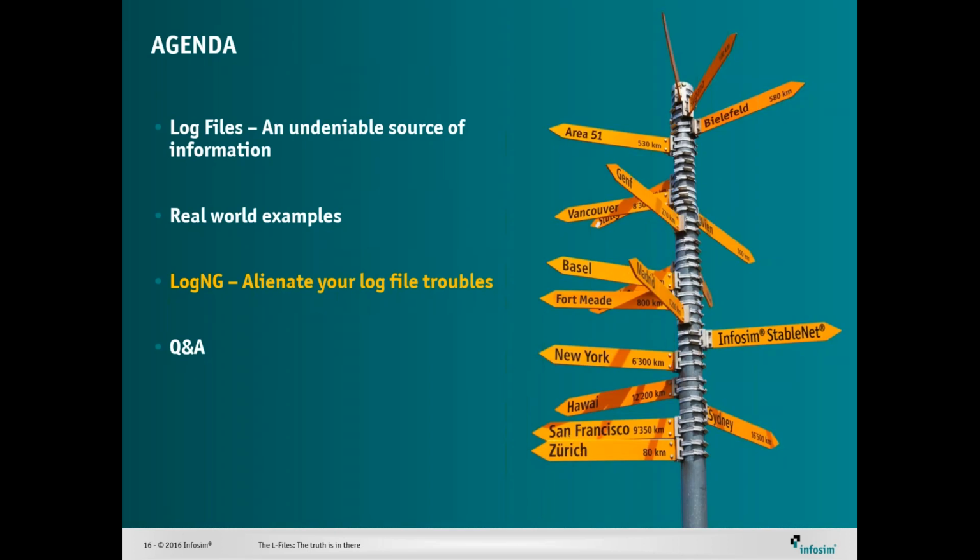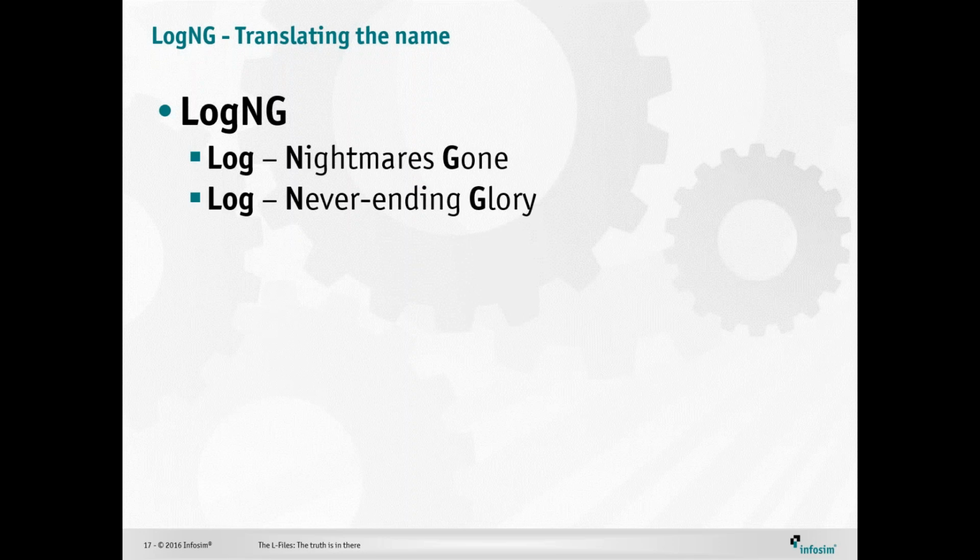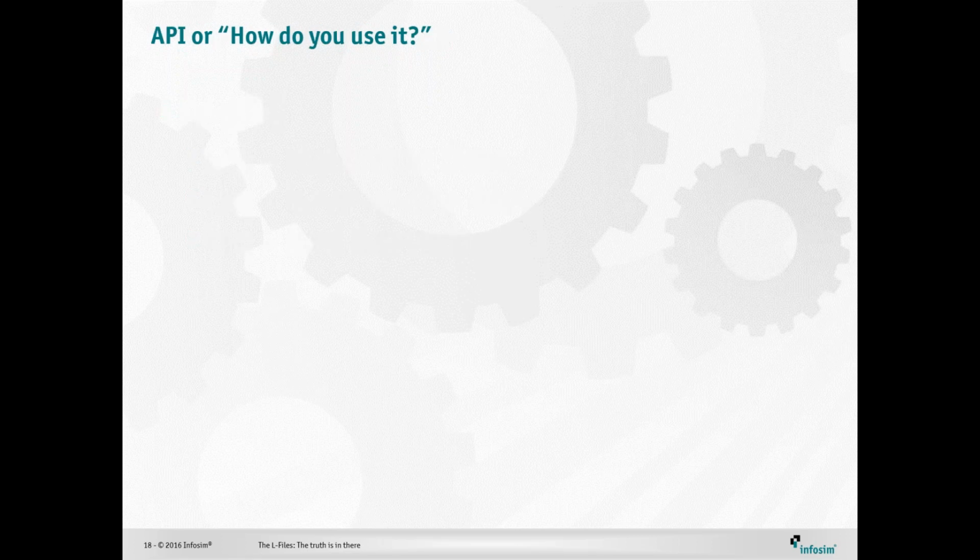So now that we know about our goals, let's take a look at the tool that will help you achieve them. LogNG. But what does this LogNG mean? People like to refer to it as log nightmares gone, log never-ending glory, but actually its name is log next generation, for next generation log file parsing. And you might think that there's a big API because of all the challenges that you need to tackle. But as you know, size does not always matter.